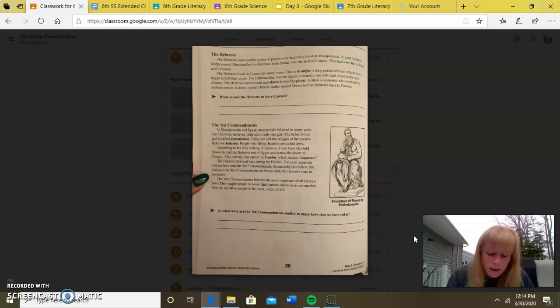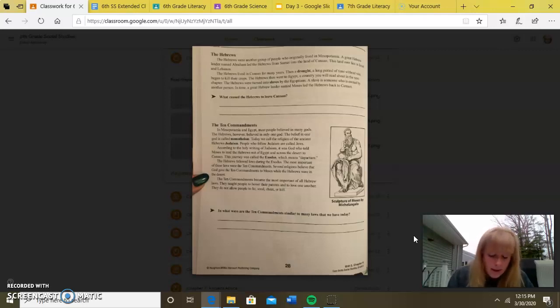According to the holy writing of Judaism, it was God who told Moses to lead the Hebrews out of Egypt and across the desert to Canaan. This journey was called the Exodus, which means departure. The Hebrews followed laws during the Exodus. The most important of these laws were the Ten Commandments.